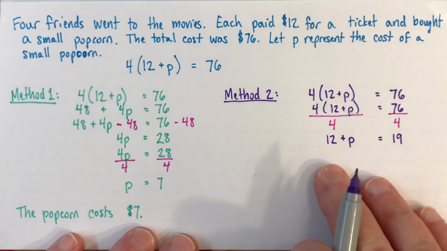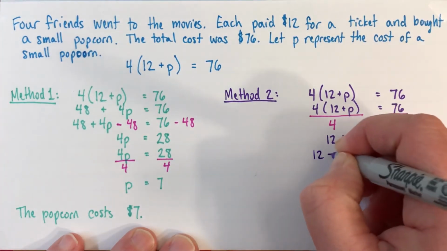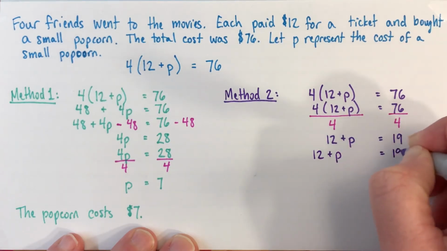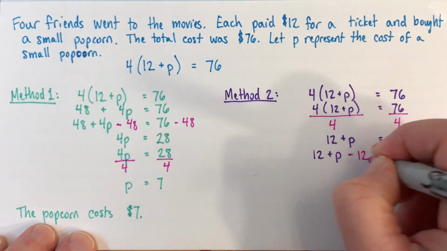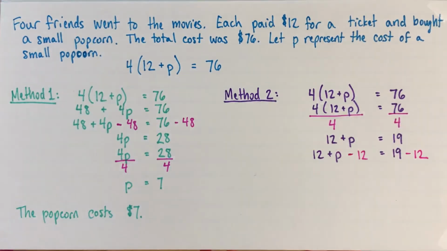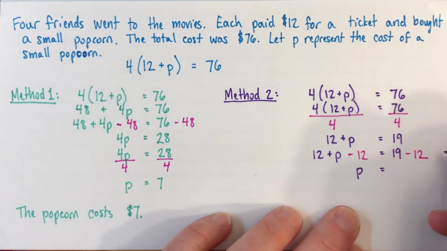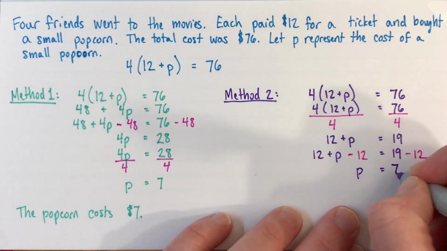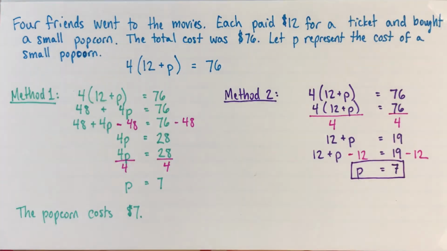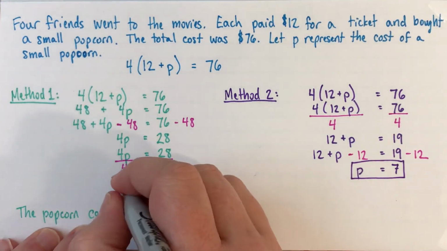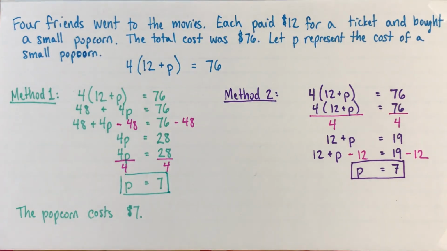All right, so we'll continue here. 12 plus p, I'd like to isolate p. So first I'll copy the equation. And now I'll subtract 12 from both sides. So on the left we have p, and on the right we have 7. So that is exactly what we got before. The cost of the popcorn is $7.